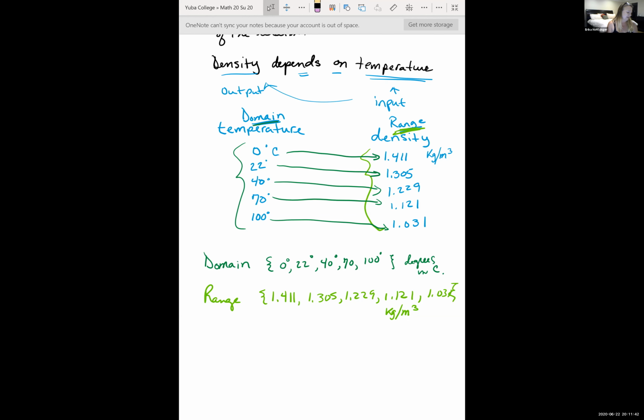And part C says express the relation as an ordered set of points. So basically, another way that we can express these is as points, and that's usually how we see them. And so our point, and I'm just going to do a couple of them. The x value is 0 degrees, our y value we got back is 1.411. So 22, and I wouldn't actually put the degrees in there, I wouldn't put my units. 22, 1.305.